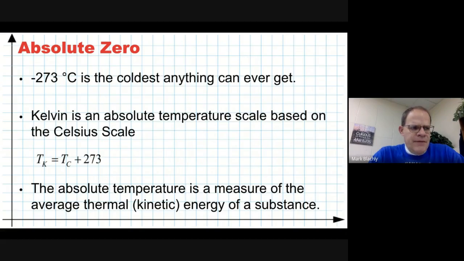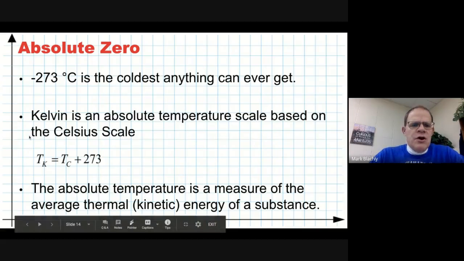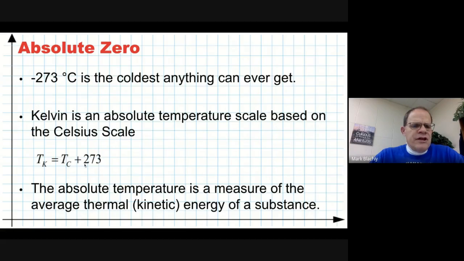All right, that's kind of the short story. So put this equation right here in your toolbox. The temperature in Kelvin is equal to the temperature in Celsius plus 273. We'll do some conversions there sometimes.